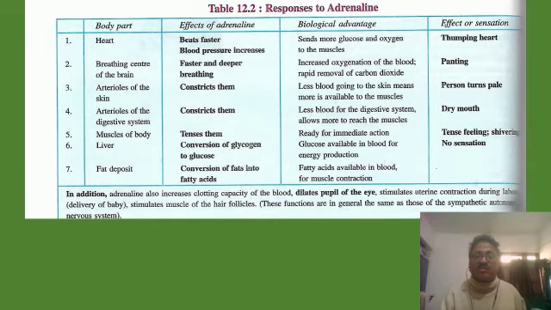Liver, conversion of glycogen to glucose. And fat deposit, conversion of fat into fatty acid. So these are the biological advantages of having the effect of adrenaline in our body. Dilation of the pupil, then piloerection, all are the effects of adrenaline hormone.